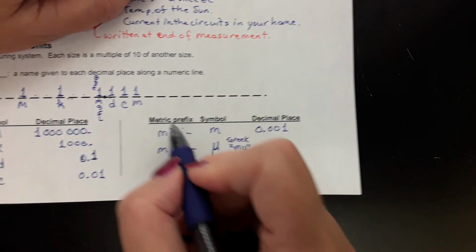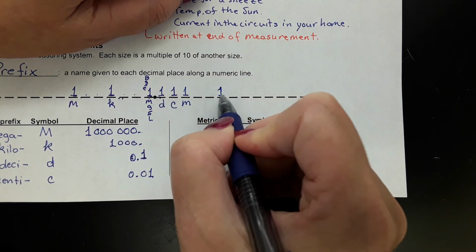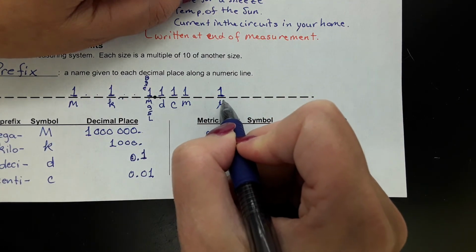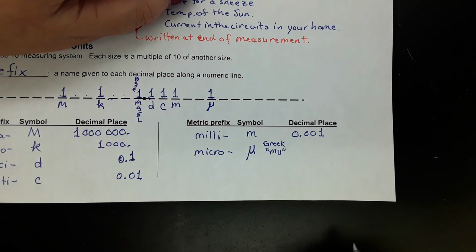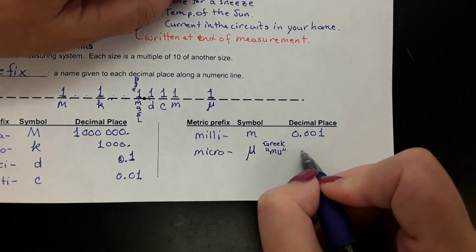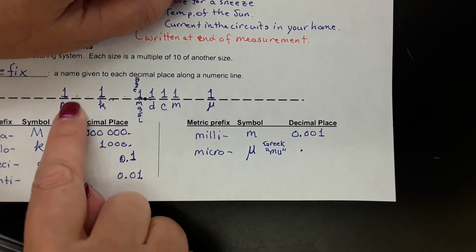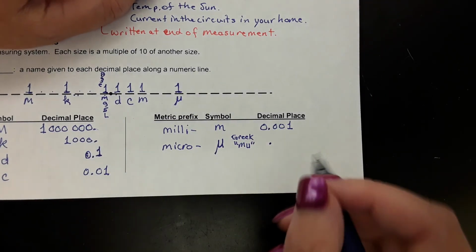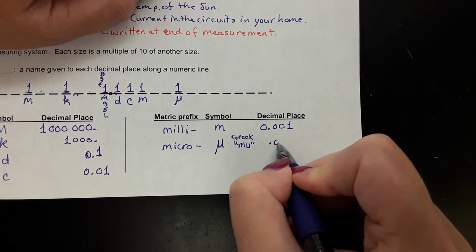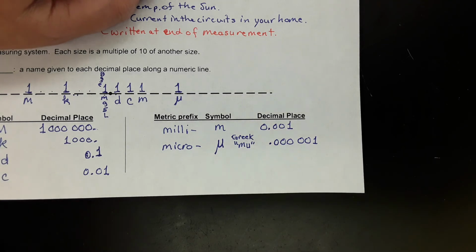Okay? Here's where it's located. 1, 2, 3, 4, 5, 6 places from the decimal. There's the micro prefix. So if you have a micrometer, to get 6 decimal places, you'd have to divide by 1,000,000. So micro is just the opposite of mega. 6 this way, 6 this way. All right? So you get 0.000001, 1,000,000th of a meter.